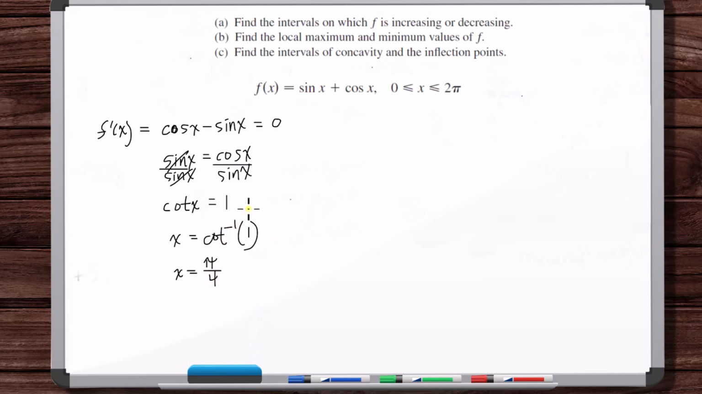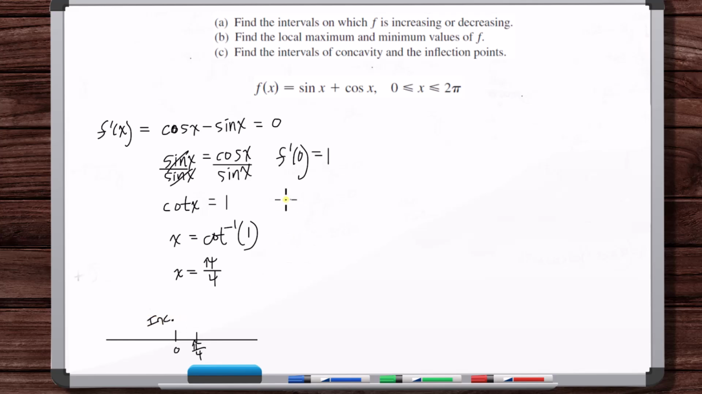Okay, so that is the only spot where the first derivative could change signs. So we've got pi over 4. Okay. Let's plug in f prime of 0. Cosine of 0 is 1. Sine of 0 is 0. So this is positive. So the function is increasing in this interval.